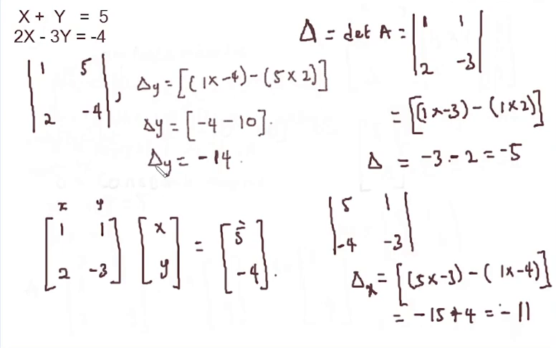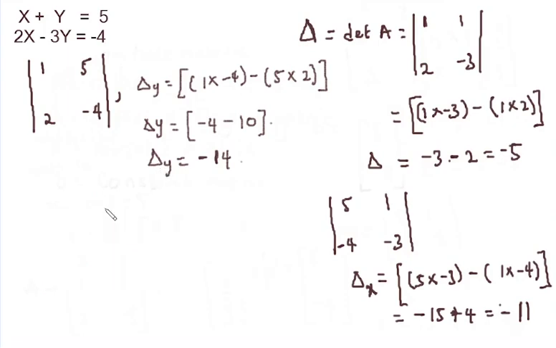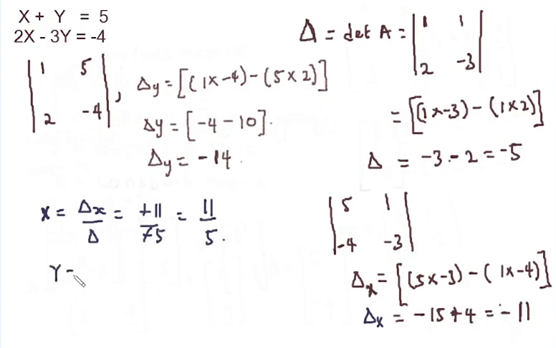Since we have two variables and we've got the determinants for both, delta Y and delta X, we can move on to the next step. To get our values of X and Y, X is simply equal to delta X divided by delta. Remember our delta X was minus 11, and delta from the original coefficient matrix was minus 5. So minus 11 divided by minus 5: the negative cancels out the negative, giving 11 over 5.